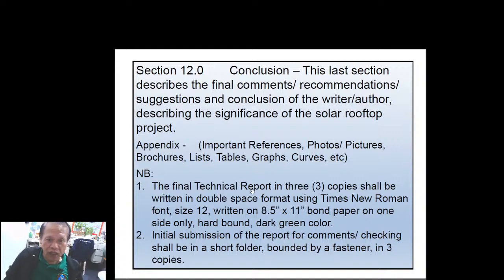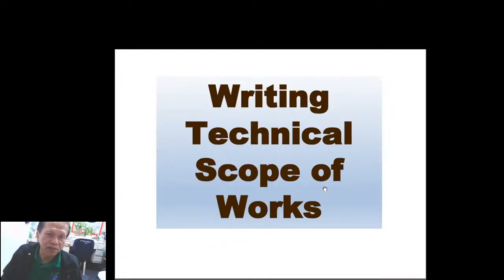The final technical report in 3 copies shall be written in double space format using Times New Roman. So, may instruction ako rito, size 12. Written on 8.5x11 bond paper on one side only. Hardbound, dark green color. Pareho nung sa ginagawa sa PEC, PEE, ha? PEE technical report. Initial submission of the technical report for comments, checking shall be in short folder bounded by a fastener in 3 copies. Yan.